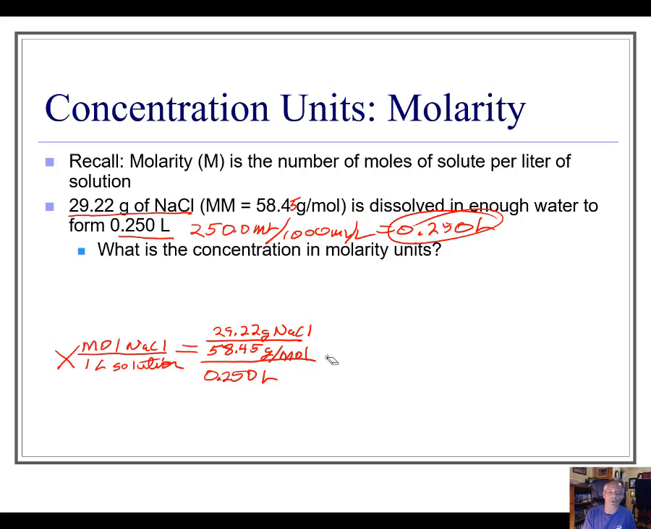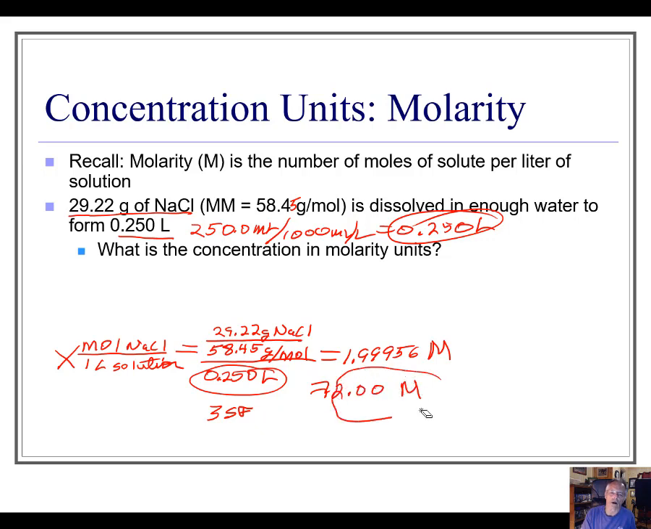And if I do that, I wind up with 1 point something like 99956 molar. But since I only have 3 sig figs here in my denominator, I can only have 3 sig figs in my answer. So I'm going to round this to 2.00 molar of sodium chloride. And that's just approximately 2.00 molar. And that would be my answer.